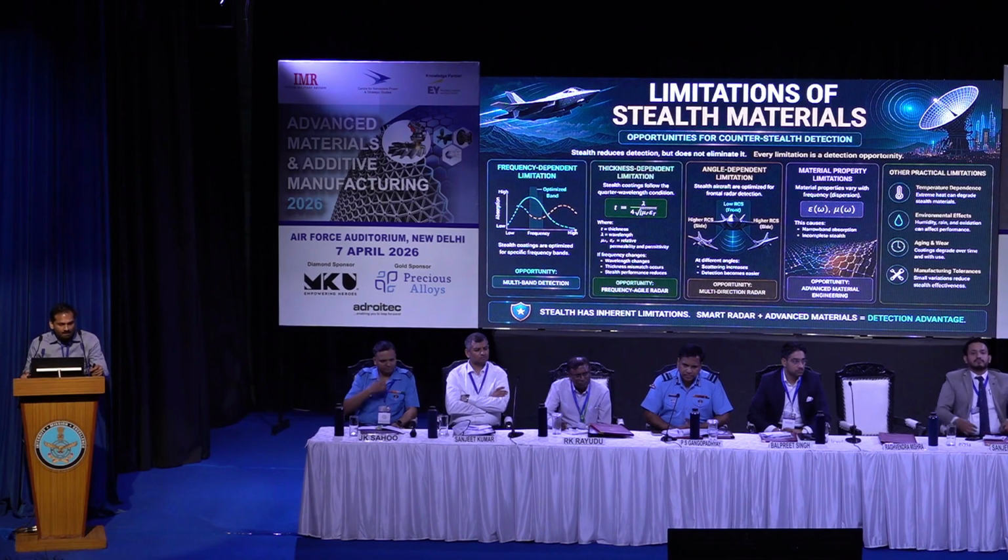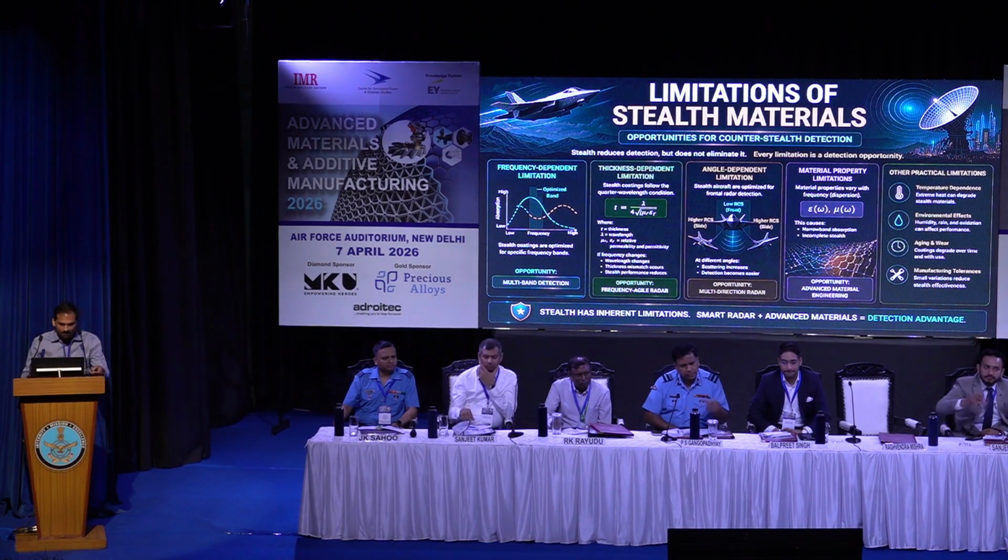Third is the angle-dependent limitation. I mentioned the front has a lower RCS value, but the left, right, and rear have a high RCS value. So if we change the angle, we can get the position and other details of the stealth aircraft. Next is the material property. When designing stealth, the material should be dielectric, magnetic, and also insulating, and it should have very good weather and corrosion resistance.